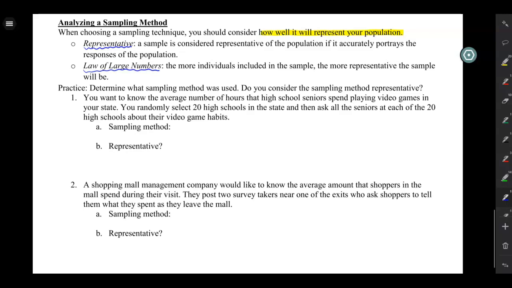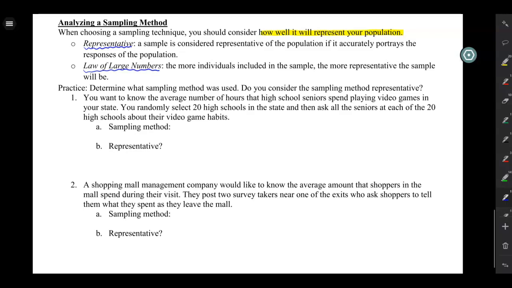So say your population is like 1,000 people. If you interview 2 people and that's your whole sample, that's not going to be a very representative sample. But the more people you interview, the more representative your sample will be. So if you interview, say, 200 of the 1,000 people, I'm going to feel much more comfortable agreeing with those kind of results than with a sample of 2 people.